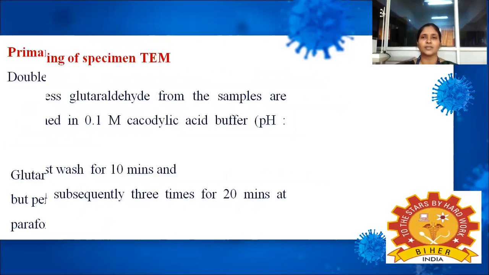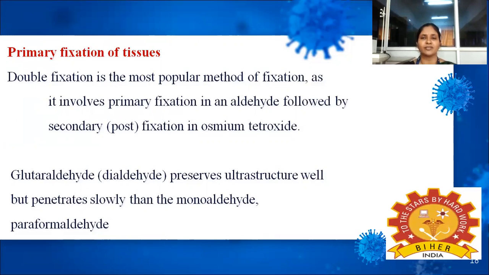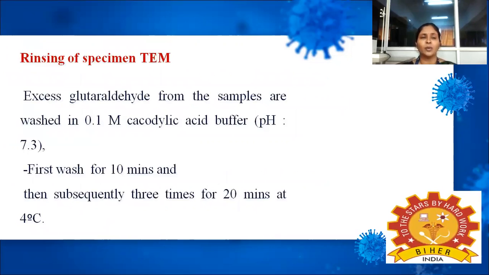Next is the rinsing of specimen. Rinsing of specimen refers to the removal of excess glutaraldehyde from the samples. This excess glutaraldehyde is washed with 0.1 molar cacodylic acid buffer that has the pH 7.3. First, it is washed with this buffer for 10 minutes, and then subsequently 3 times for 20 minutes at 4 degrees Celsius.